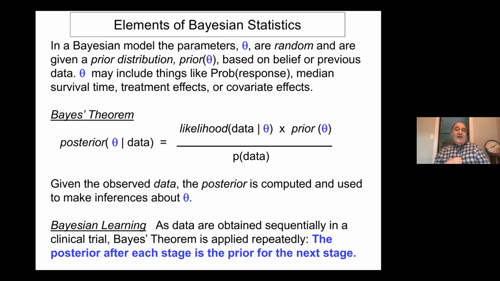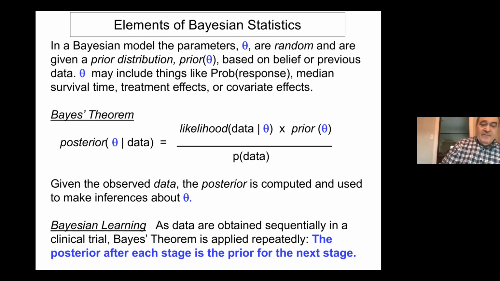So the prior may be informative if you've got data. If it's not informative, you use a non-informative prior that has an effective sample size of 1 or something like that. And theta doesn't need to be abstract. It includes things you're very familiar with conceptually. They're things like the probability of response, median survival time, treatment effects on outcome, or covariate effects.